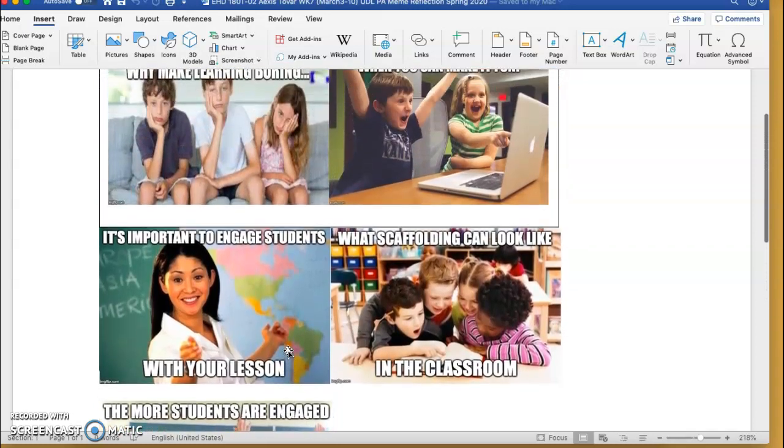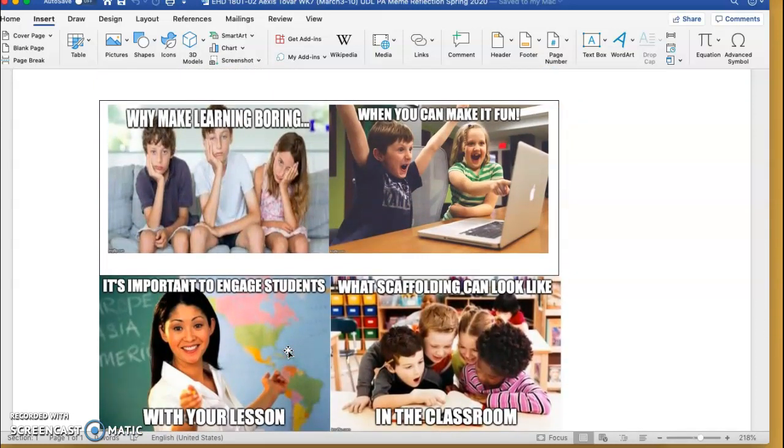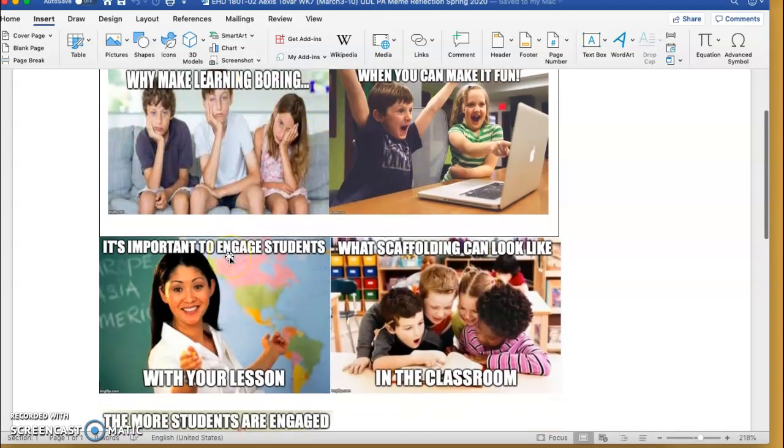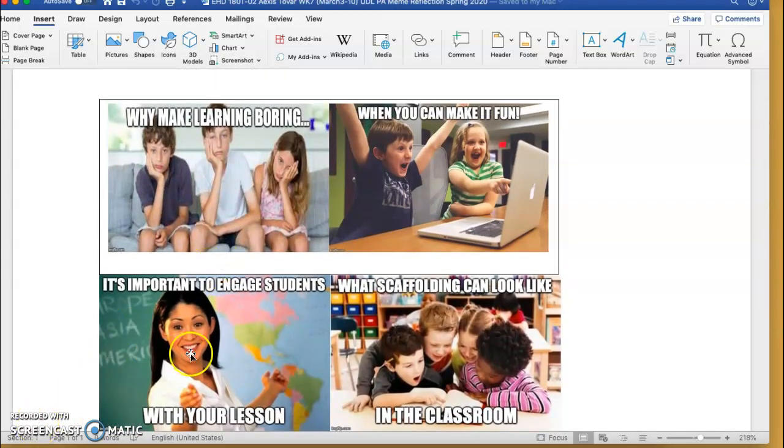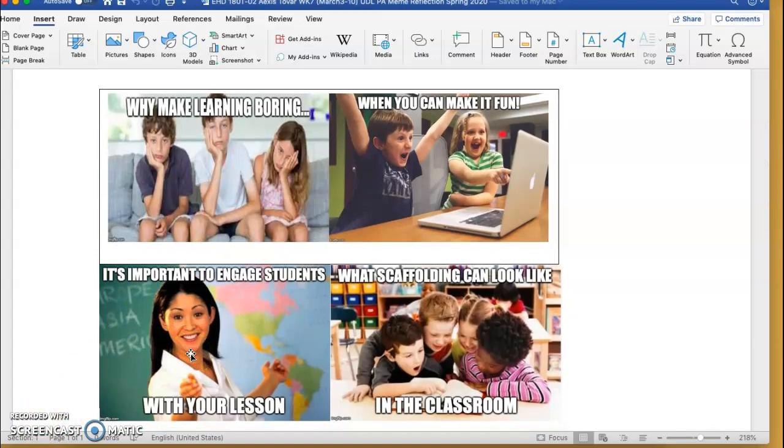And I always enjoy the meme reflections because they're always just fun. I know I did another one, but I couldn't find it, so that's all I have for my two UDL reflections that I picked.